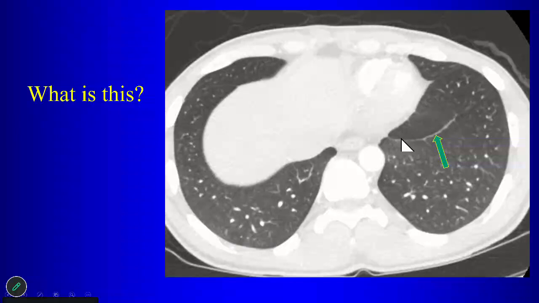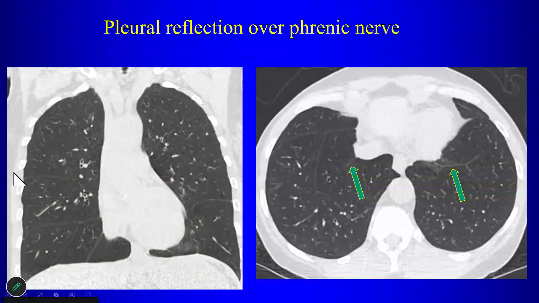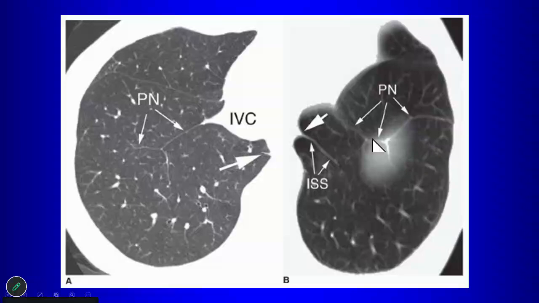This guy over here, that's the pleural reflection over what? Phrenic nerve, right. So that's the pleural reflection over the phrenic nerve. We can see that also at the lung base. On the right side, it's related to the inferior vena cava. There it is on the left side. This patient also has an inferior accessory fissure, right? So here's the inferior accessory fissure. There's your pleural reflection over the phrenic nerve, okay?